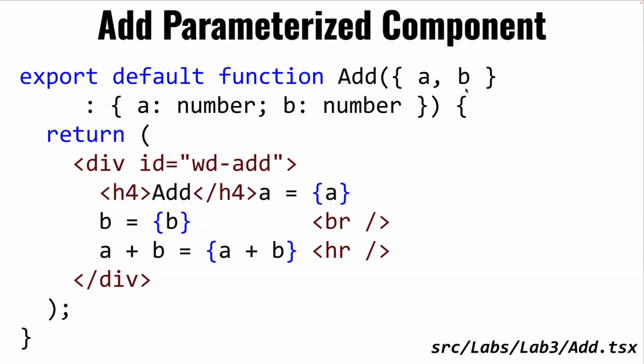So this is what it means. We are destructuring whatever object we're passing, and it's expected to have parameters A and B.